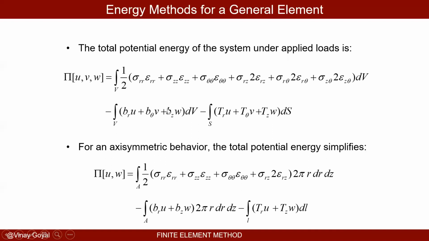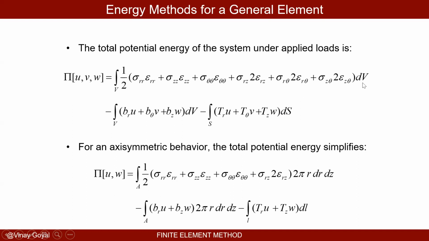So here we have the body forces and then the traction loads applied. For an axisymmetric behavior, the total potential energy simplifies further. So we don't have this term right here, and we don't have this term right here. So those go to zero, and then all you have is these four terms that you see here.